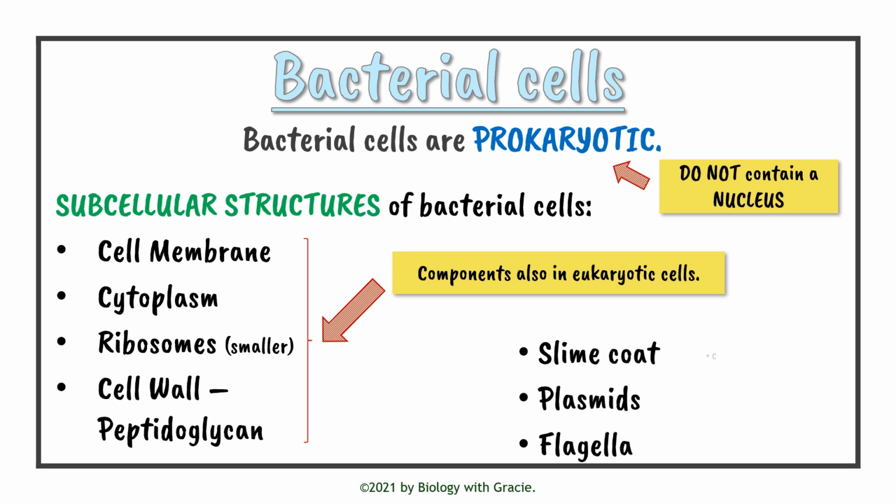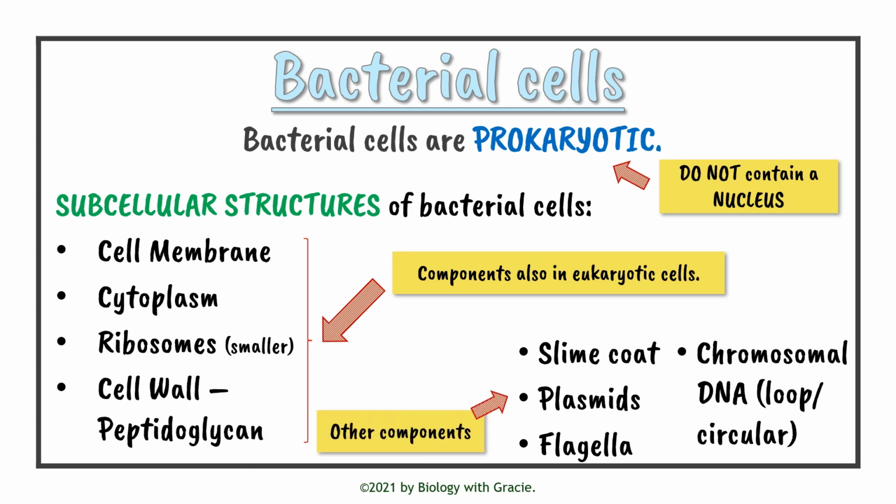Some of the other components of bacterial cells which we don't find in eukaryotic cells are a slime coat, plasmids, flagella, and chromosomal DNA, also known as circular DNA. Now, I will just touch on the fact that there is a eukaryotic cell with flagella, which is obviously the sperm cell, but generally most eukaryotic cells don't contain a flagella. So these are the other components of bacterial cells.